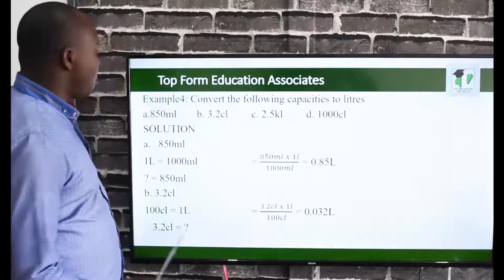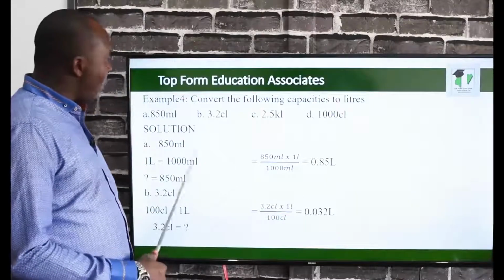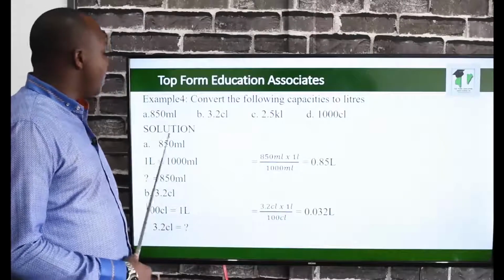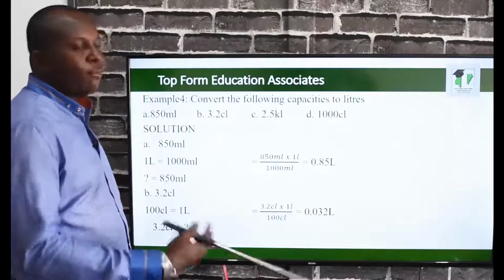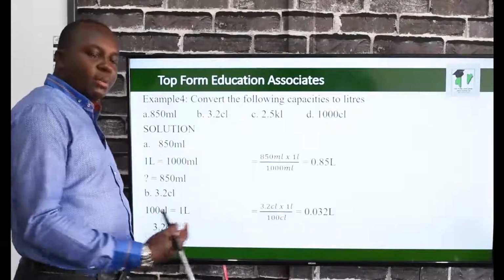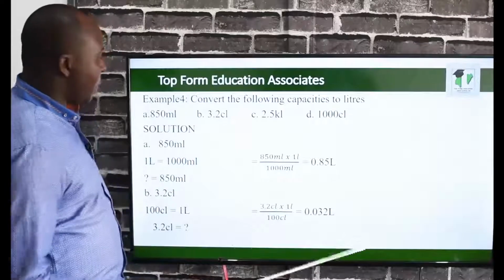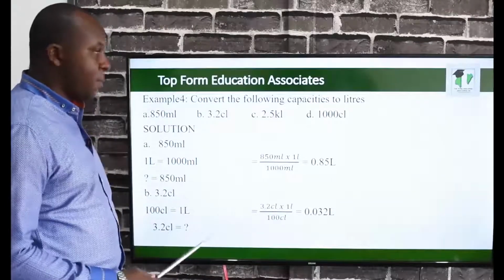Very simple. That means we are converting from a small unit to a bigger unit, so we are dividing. Once you know the relationship that exists between them, it is easy. Don't forget that key note. It's very, very important.